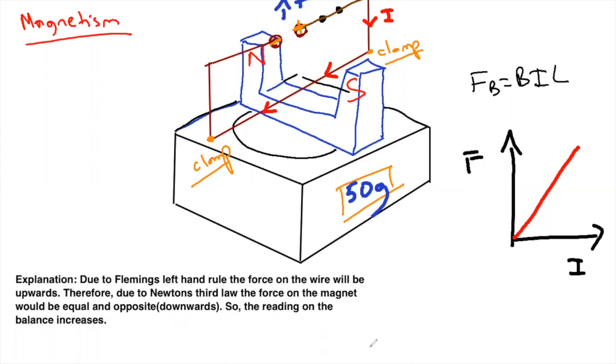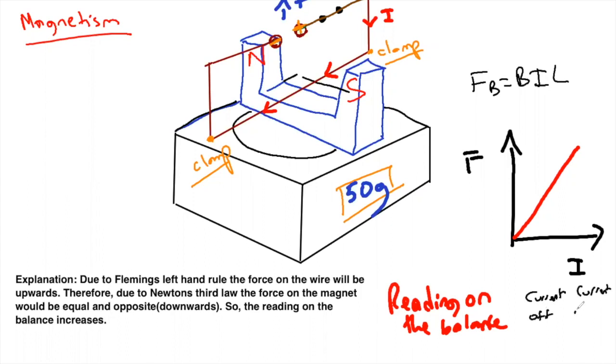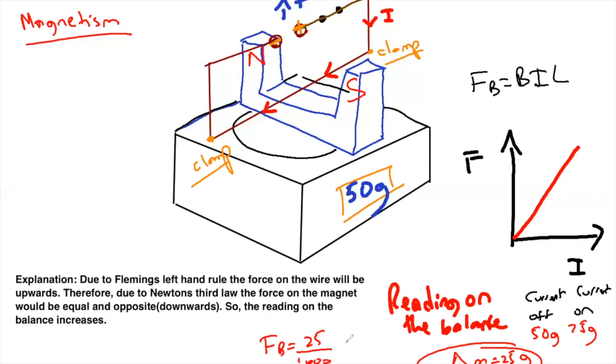So reading on the balance. Let's change the size because that's too big. So current off, current on. So this is going to be 50 grams and this is going to be 75 grams. So change in mass is going to be 25 grams. And if I want to calculate FB, it's going to be 25 divided by 1,000, convert it to kilograms and multiply by 9.81. And you can find your force.